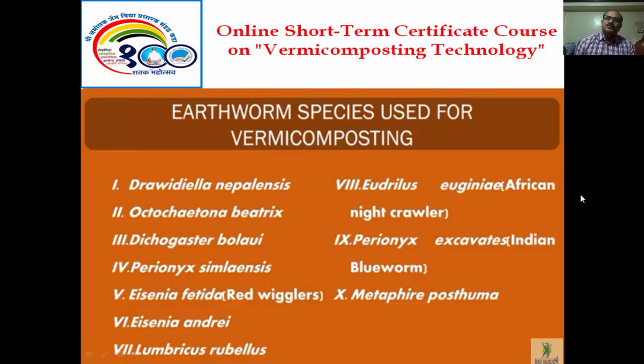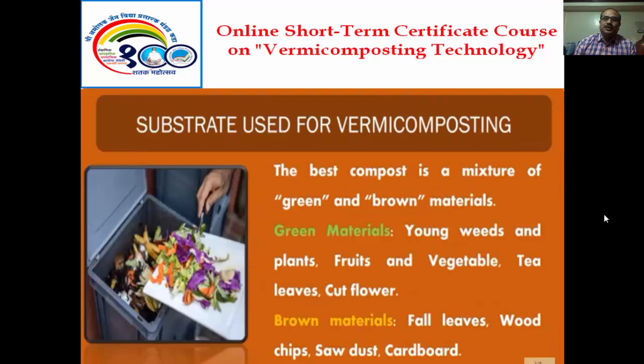The earthworm species used for vermicomposting are Perionyx sansibaricus, Eudrilus eugeniae, Eisenia fetida, Eisenia andrei, Lumbricus rubellus, Perionyx excavatus, also called the Indian blue worm, and Metaphire posthuma. Eudrilus eugeniae is also called the African night crawler. Those species are actually used in composting.